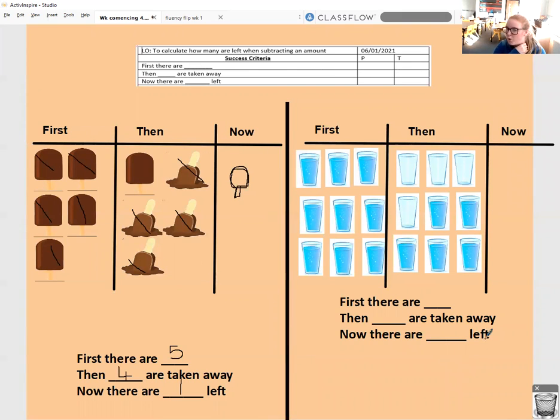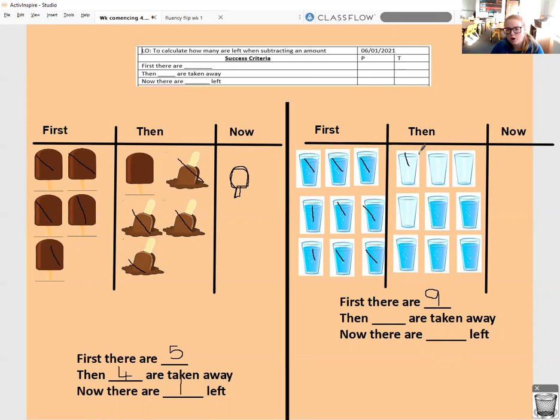So these are glasses of water. How many glasses of water are we starting with? Let's count them. 1, 2, 3, 4, 5, 6, 7, 8, 9. So first there are 9. Then how many are taken away? How many have been drunk?